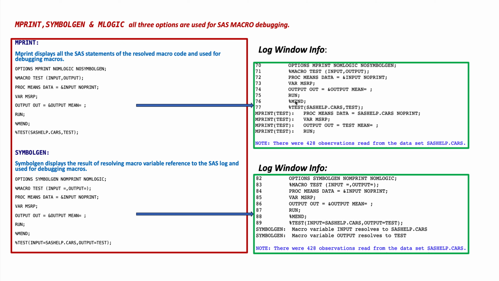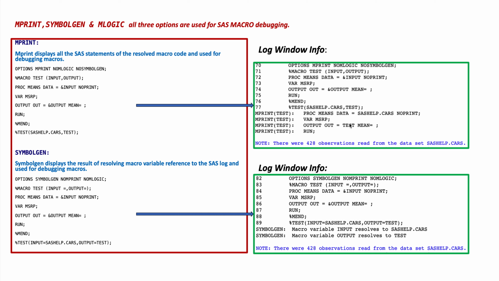This is the log window information. It displays here PROC MEANS DATA=SASHELP.CARS NOPRINT. That means &input is resolved into SASHELP.CARS. And next one is OUTPUT OUT=test. That means OUTPUT OUT=&output is resolved into test. In this way, MPRINT displays SAS statements with resolved macro.